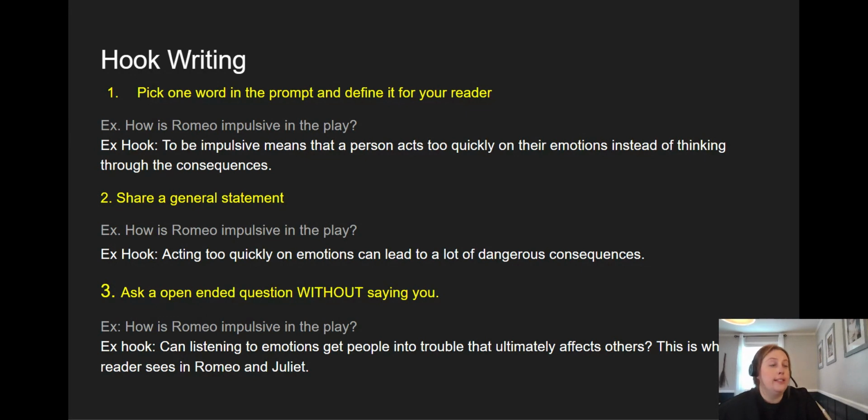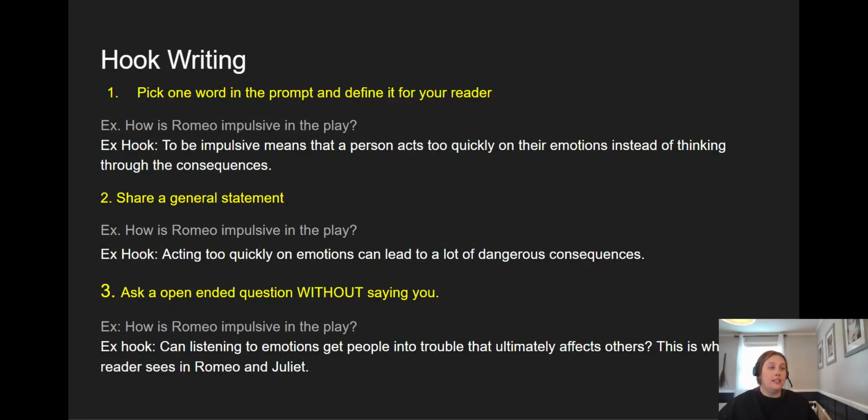Okay, so an example could be, to be impulsive means that a person acts too quickly on their emotions instead of thinking through the consequences. Immediately, I've hooked my reader into the main topic of my essay, but I did not mention Romeo. I did not mention Shakespeare. I did not mention my thesis. I'm just explaining what it means to be impulsive because that's setting my reader up for success.